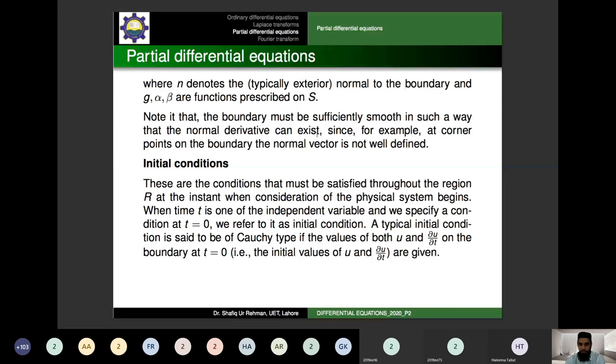For example, at corner points on the boundary, the normal vector is not going to be well defined. If you have an irregular shape or abrupt change, this is going to be very difficult. But we are going to consider a smooth curve. Yes, a smooth curve is there. Everywhere you can draw a tangent line, everywhere you can draw an outward normal. So this is all. We have taken a simple example.